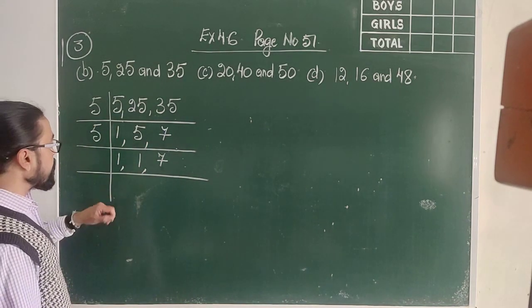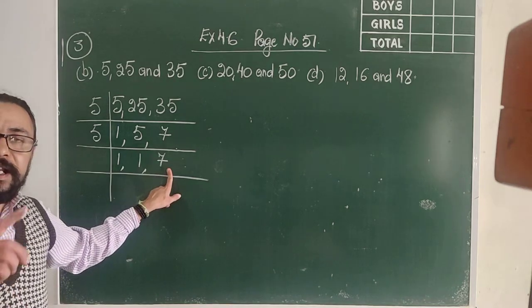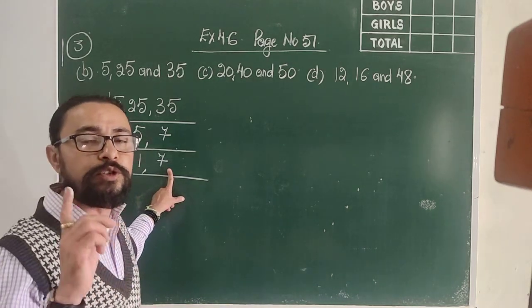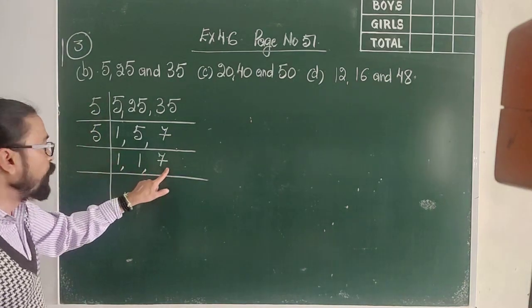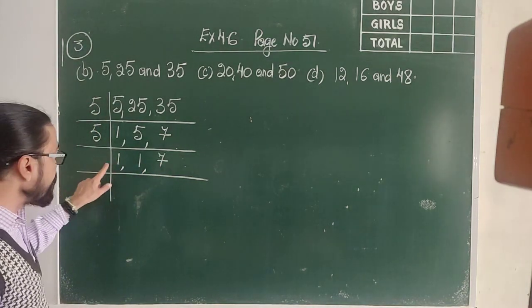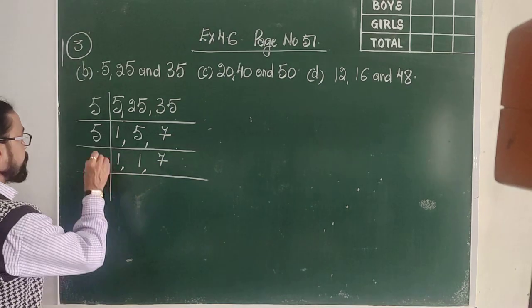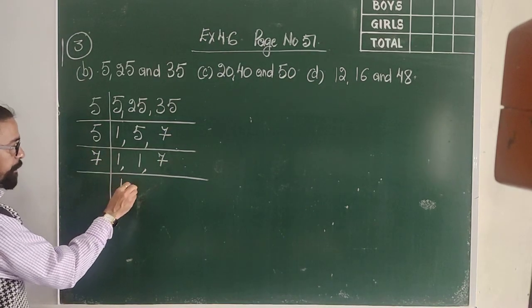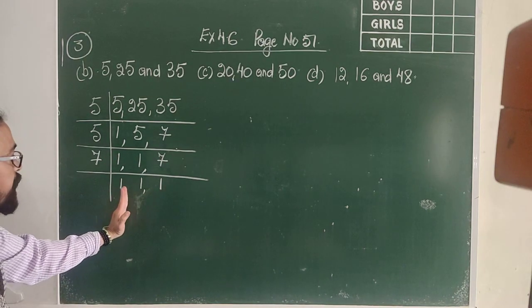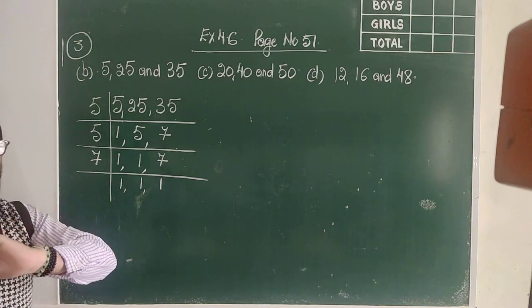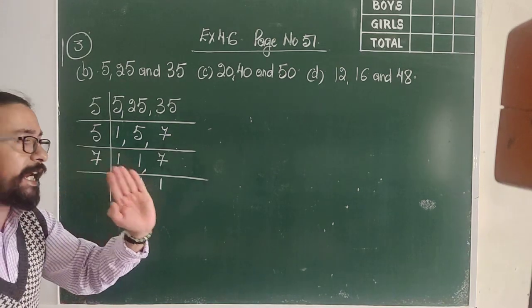Now I ask myself, none of these are divisible by 5, so I go to the next prime number. Remember children, do not skip prime numbers, go one at a time. So 5 does not divide any of them. Does 7 divide any of them? Yes, 7. So 7 ones are 1, 1 copied down, 1 copied down. And when I get 1, 1, 1 at the end, my sum comes to an end.